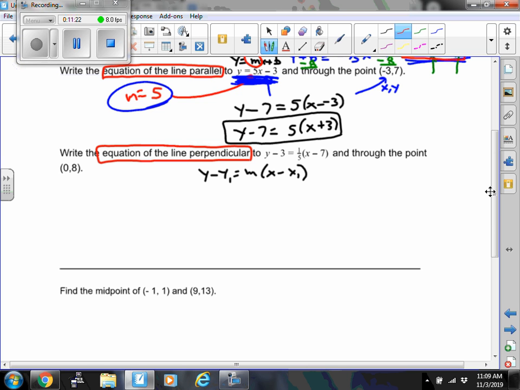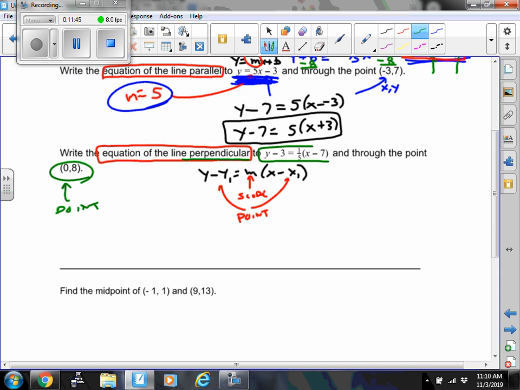And I'm thinking again, I need an m, the slope, and I need my point. Well, conveniently, if you look carefully, they give you the point. We've got the point already. So that means all I need is the slope. Keyword: perpendicular. So look at this equation that they give me.